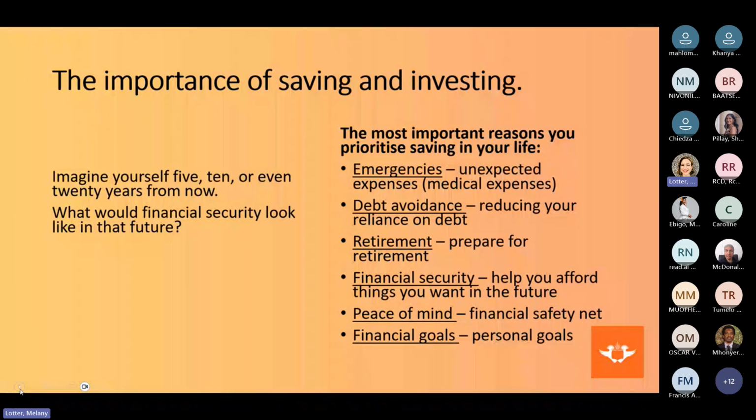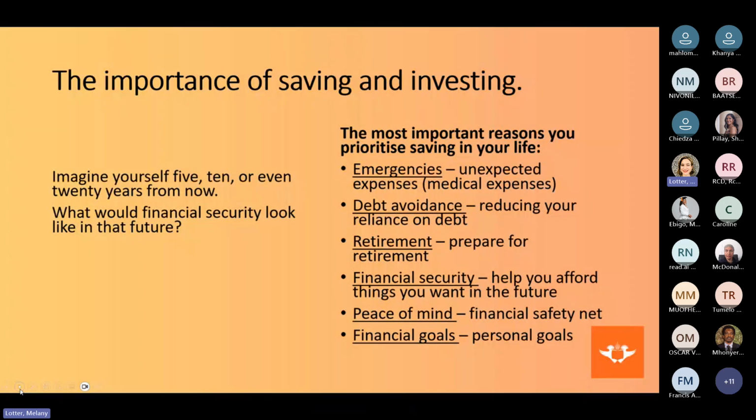Where do you want to be? What do you want your financial security to look like in the future? Okay, so when we look at savings and investments, the most important reasons that we would save is, first of all, we have to save for emergencies. That is something that can derail all your plans if you haven't made provision for it.